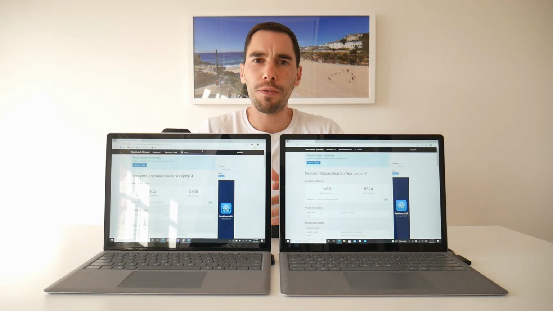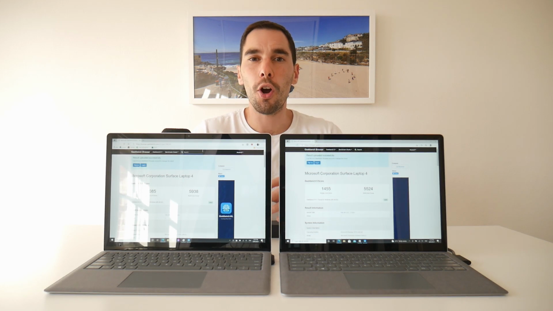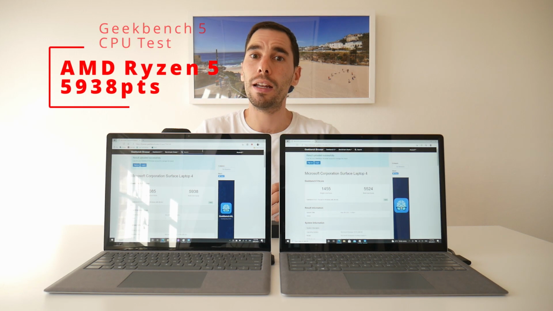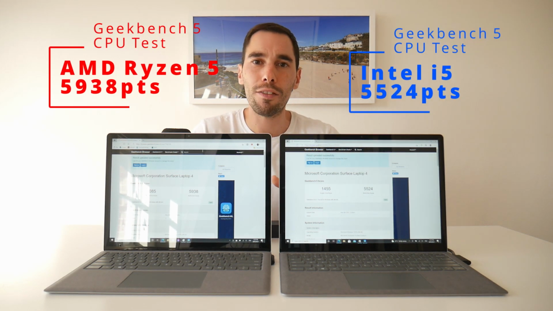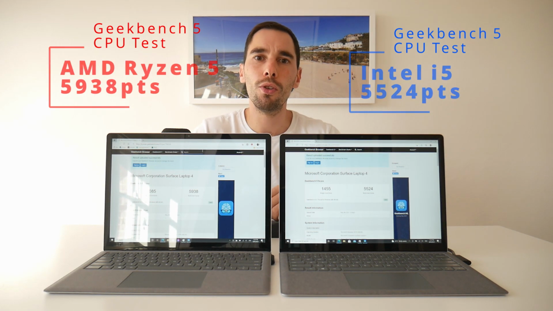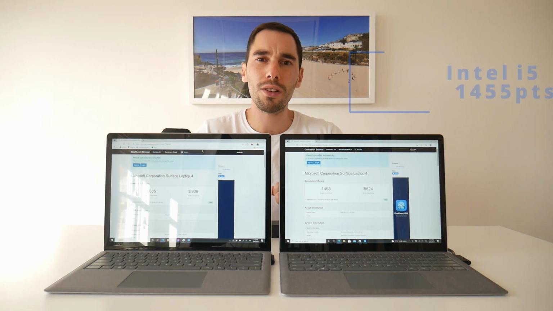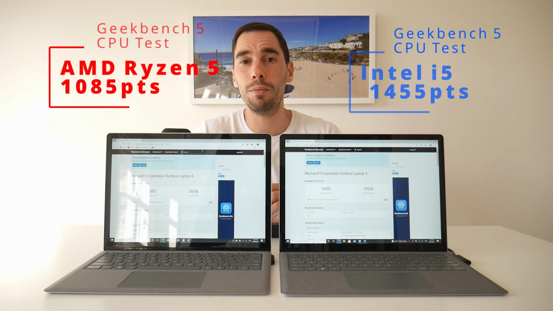So the Geekbench 5 scores are in, and this one is actually a little bit more surprising to me. The AMD, of course, won in the multi-core thread, but only by 7%. It scored 5,938 against Intel's 5,524. So it only had a 7% lead. But in the single-core threads, the Intel absolutely outpaced the AMD by 35%, or 1,455 points versus 1,085 in AMD.